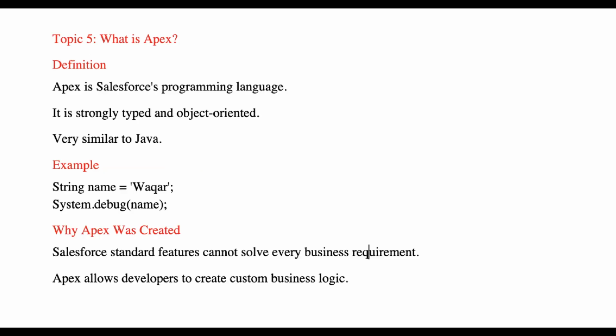Topic 5. What is Apex? Definition. Apex is Salesforce's programming language. It is strongly typed and object-oriented. Very similar to Java. Why Apex was created. Salesforce standard features cannot solve every business requirement. Apex allows developers to create custom business logic.